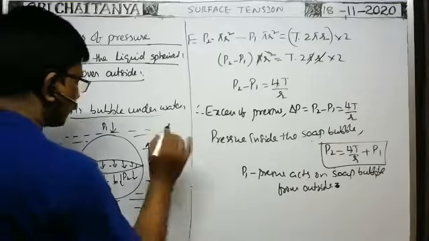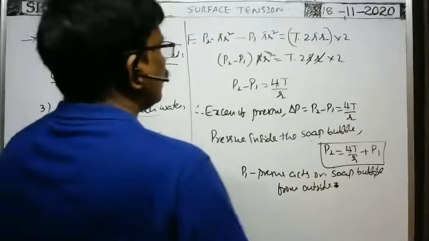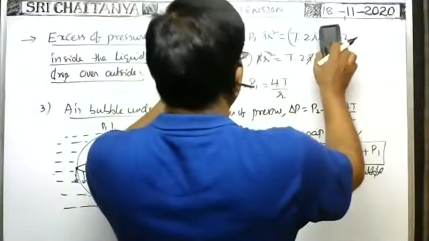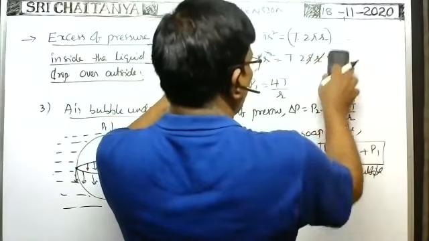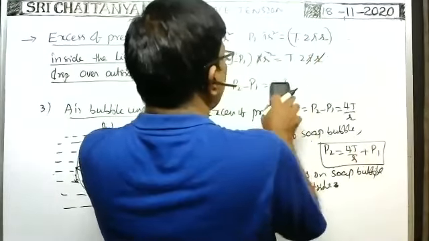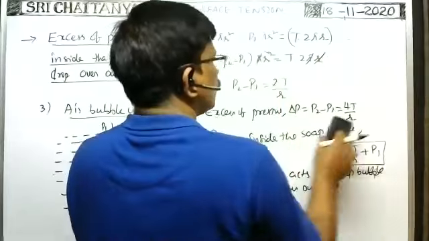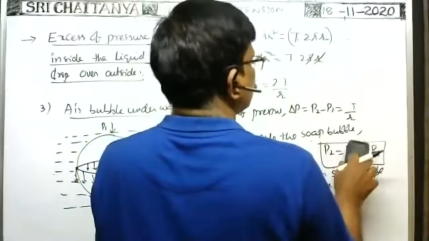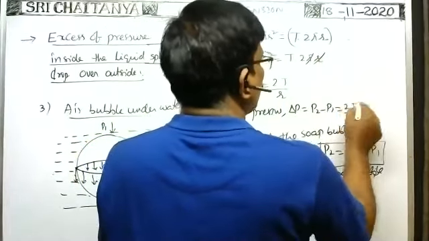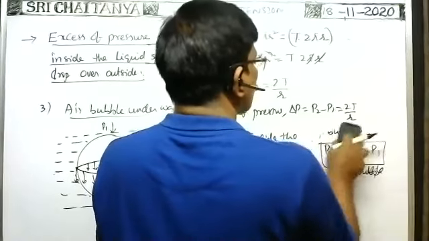So T into 2 pi R. In such a case, the formula is this only. Here, in that case, there is no 2 here. So here you will get 2. Here it is not the soap bubble.